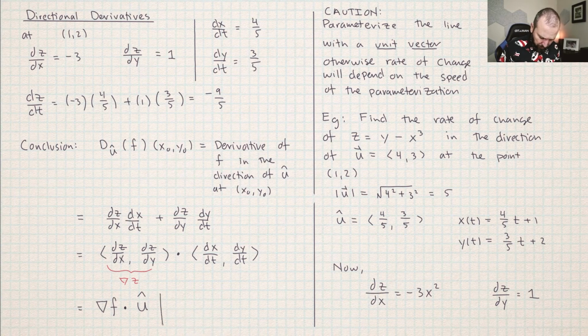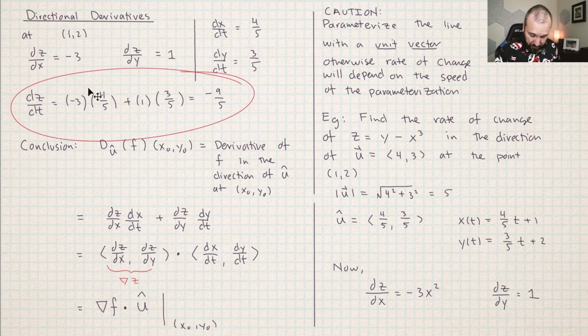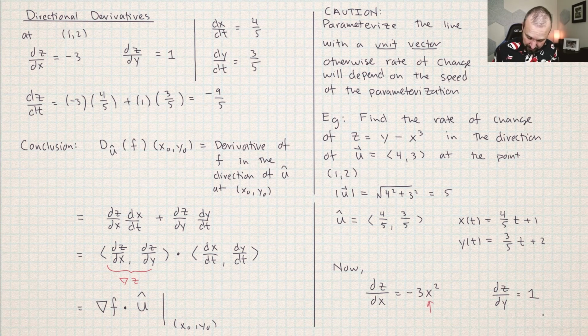Sometimes you'll see this vertical line notation. When they write a vertical line after something, that just means you're going to plug in the point x naught, y naught. And that's actually all that we did up here, right? I found these partial derivatives. I plugged the point into those partial derivatives, and then I did the dot product with u hat. So here it is, the derivative in the direction of u hat of f at x naught, y naught.